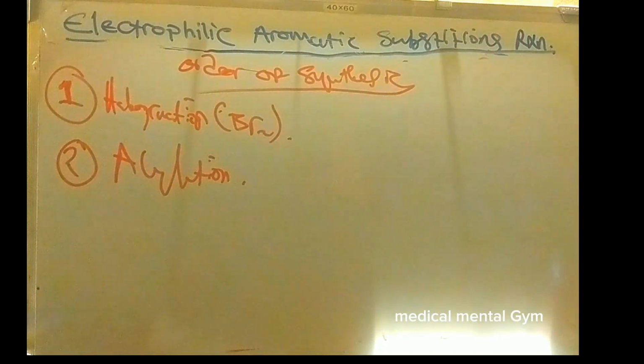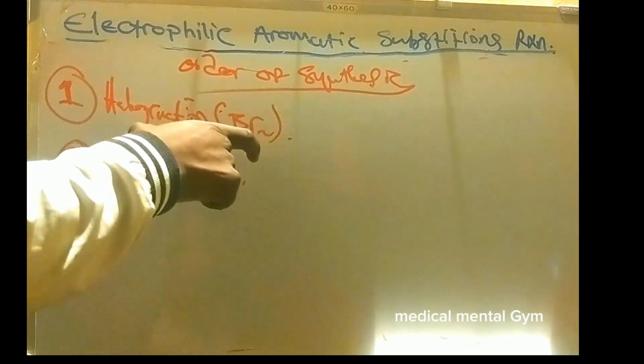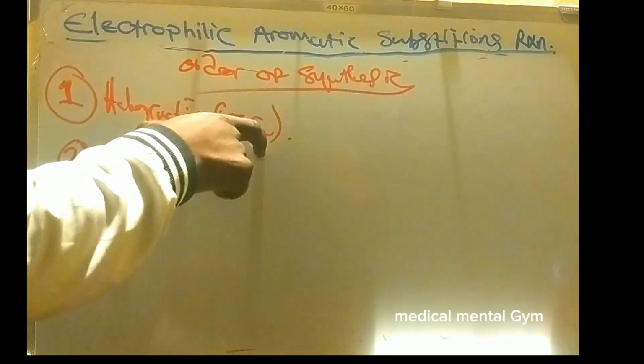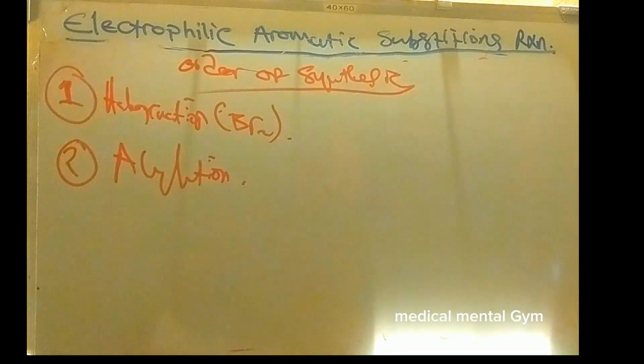With this order of reaction established, we can now arrange these into the series of reactions that will be followed through, beginning with halogenation. So halogenation will be the first reaction. We'll look at the complete reaction of halogenation, and we'll look at the complete reaction of acylation. Okay, so let me start with halogenation.